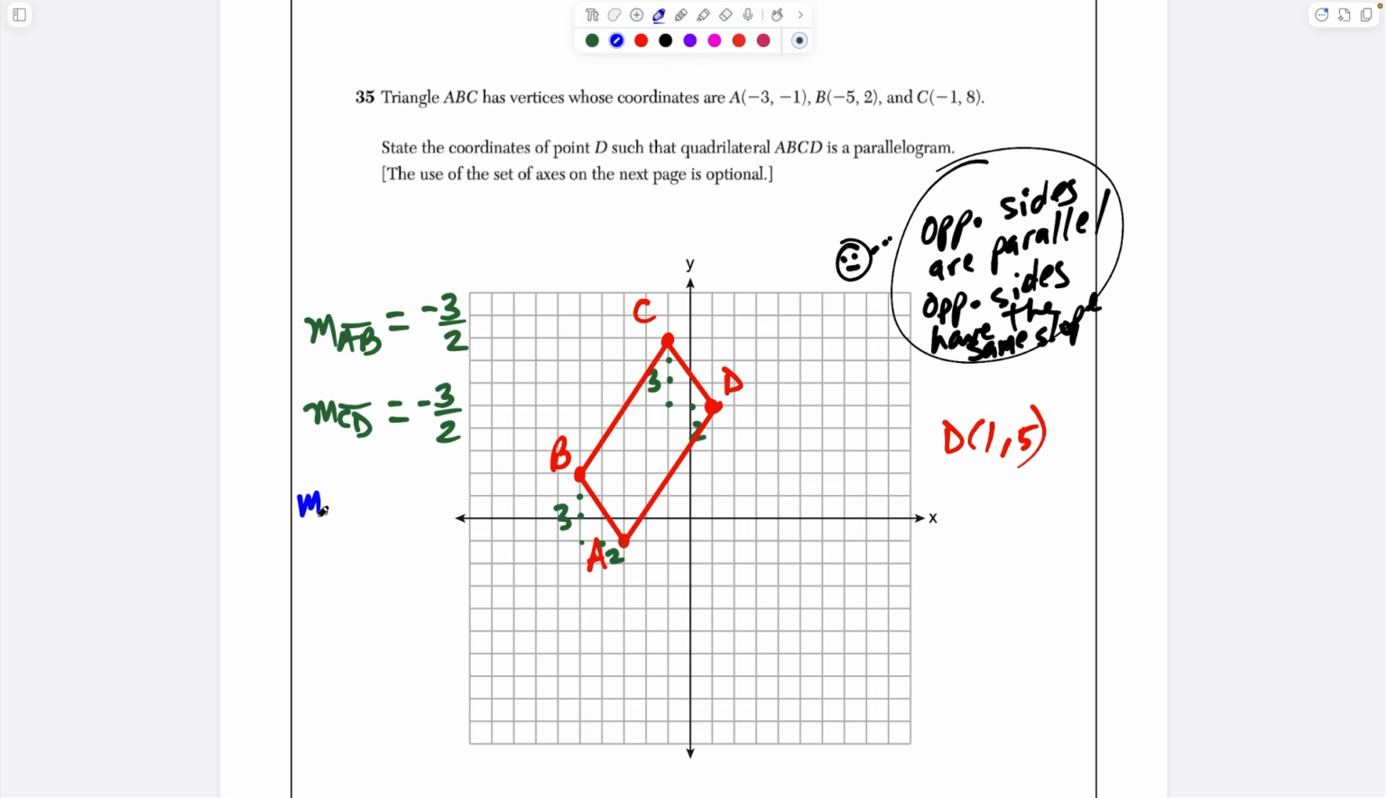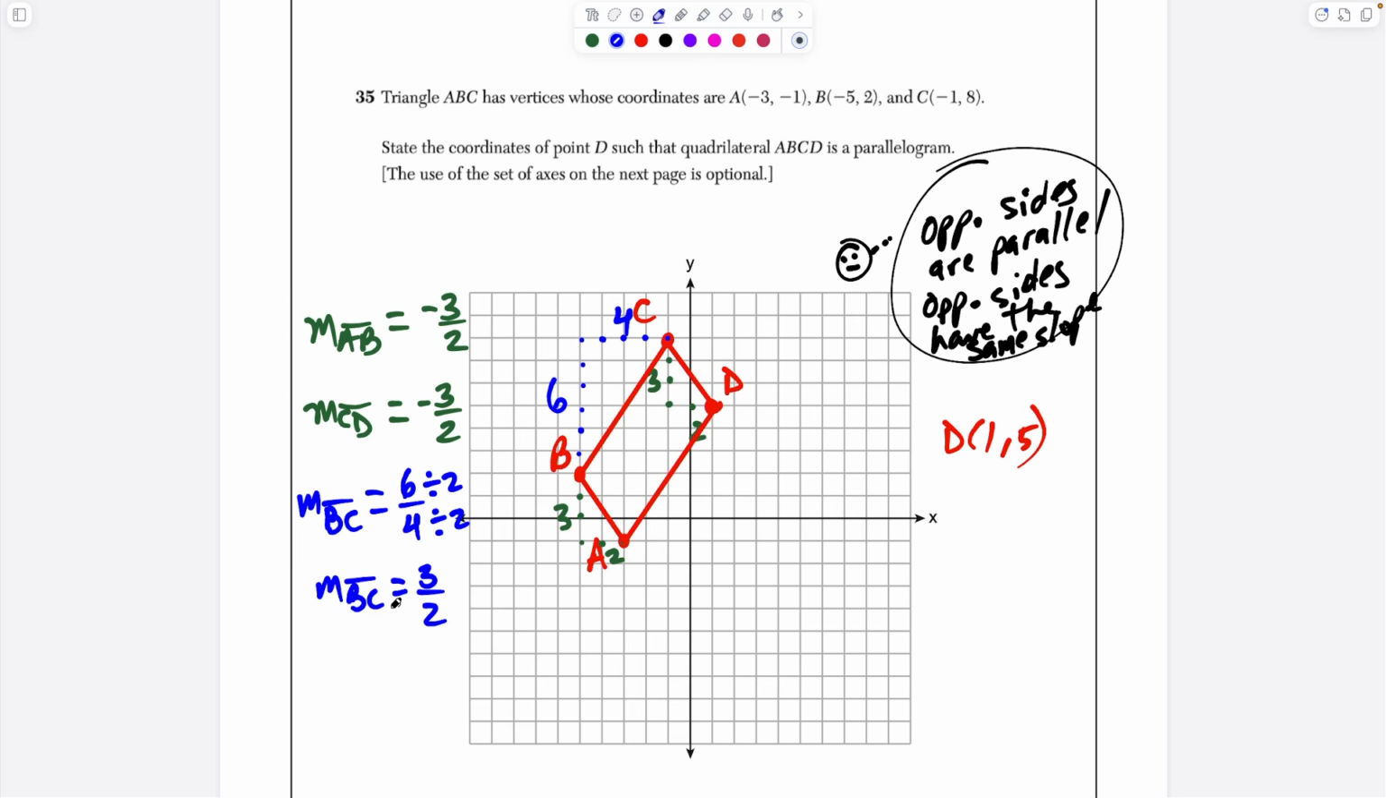So the slope of BC, I would count the rise over run. I'm going up 1, 2, 3, 4, 5, 6, and I'm going over 1, 2, 3, 4. So this is up 6 over 4. And this I could reduce if I divide top and bottom by 2. The slope of BC is equal to 3/2.